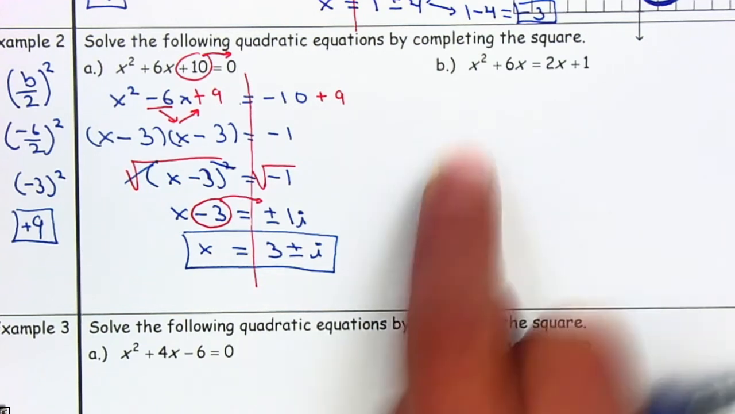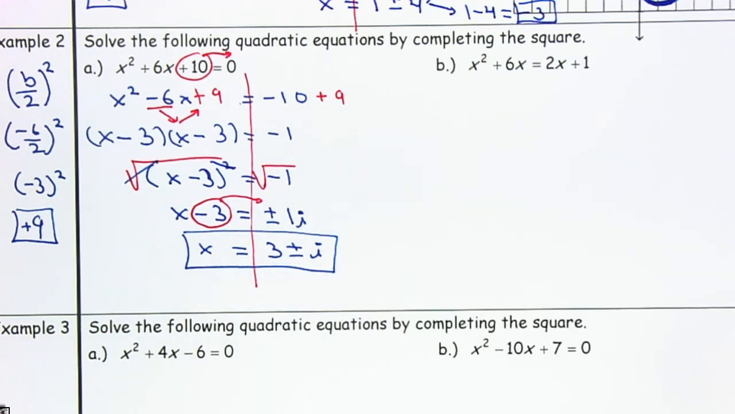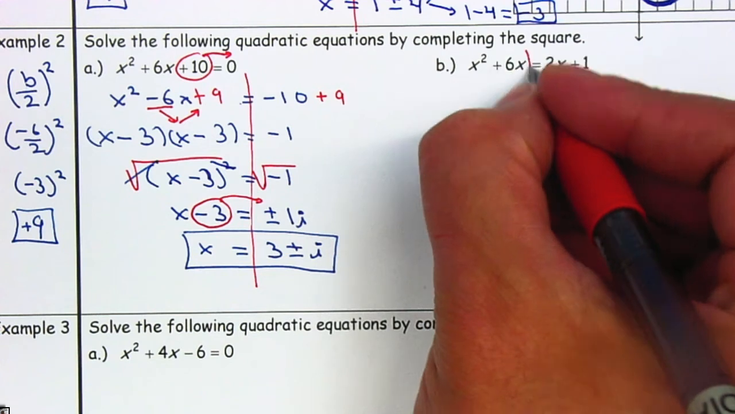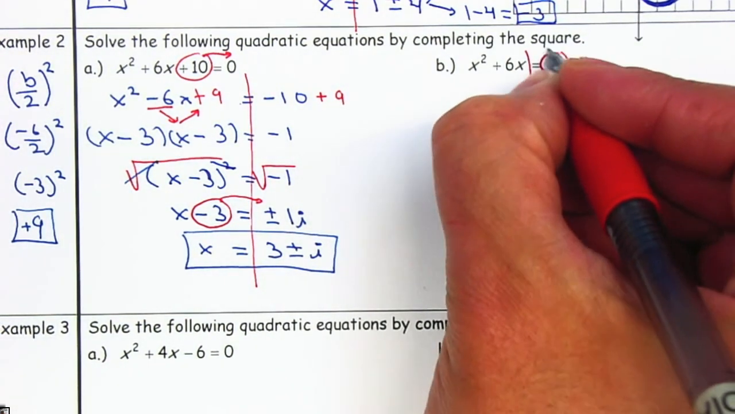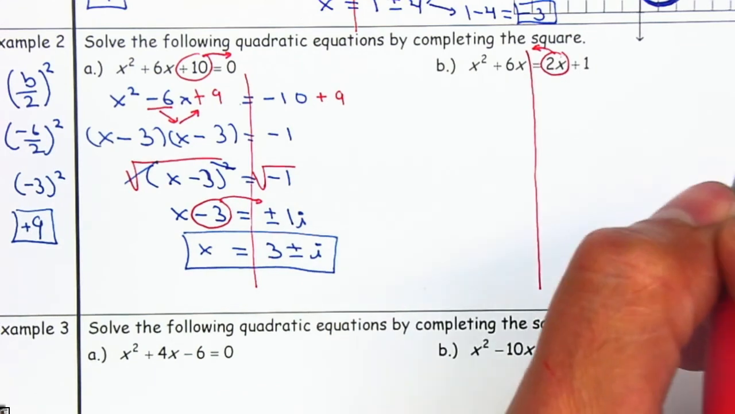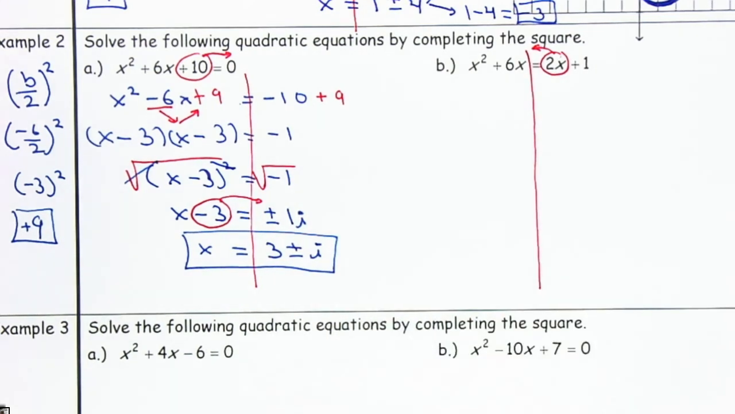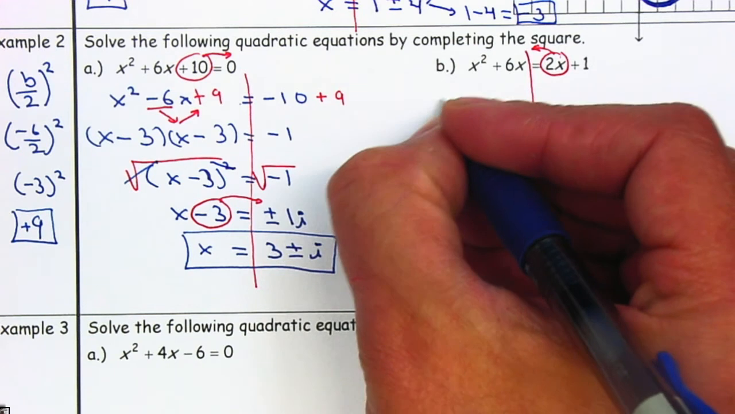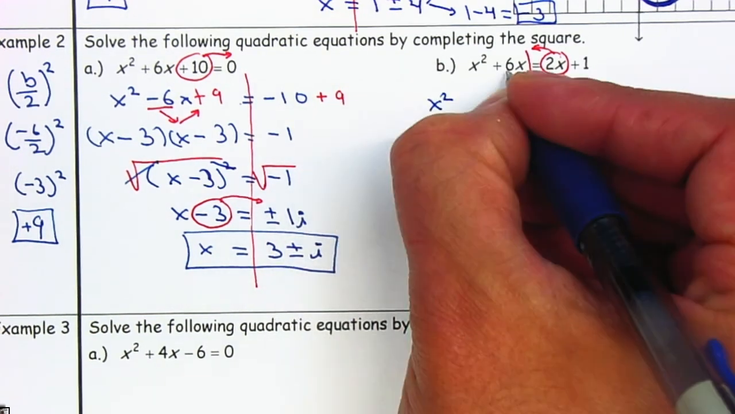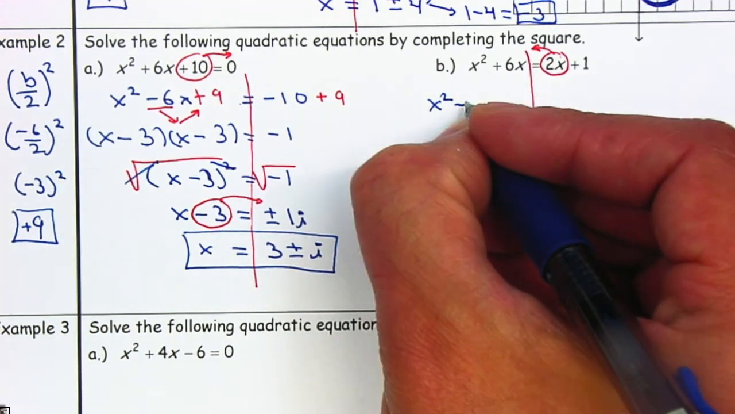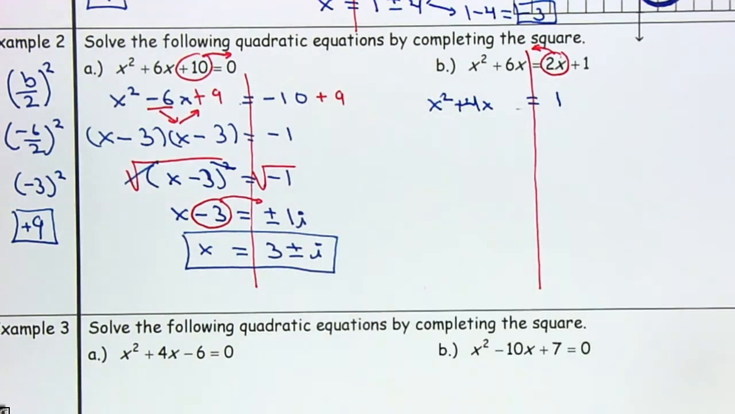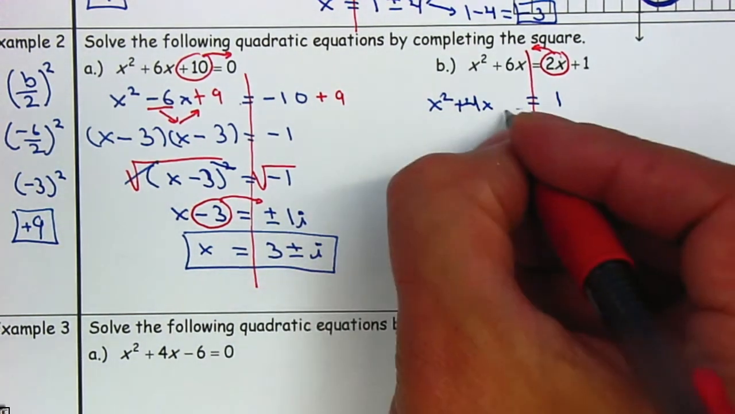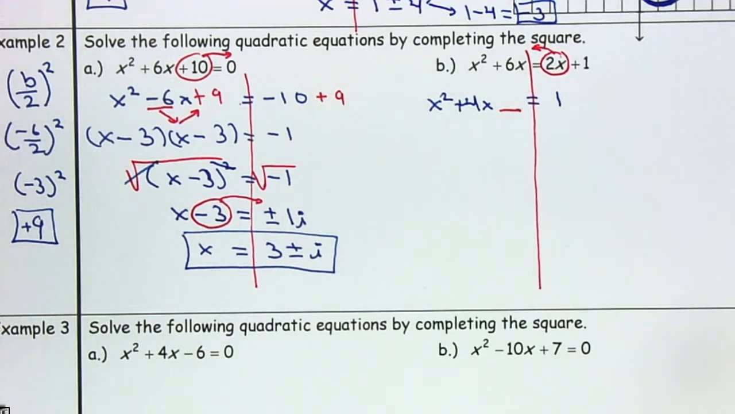For letter B, I'm going to go through the same process. I want to be able to leave the x's on the left-hand side. So that means I'm going to move this to the left, becomes a negative 2x. That will give me x squared. 6x minus 2x is positive 4x. I'm going to leave some space, and that's going to be equal to 1. Remember to leave some space so we can complete the square.